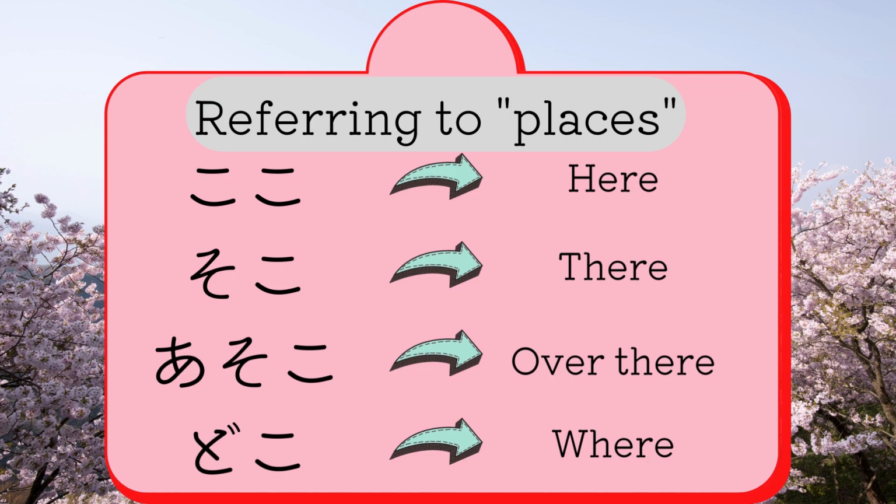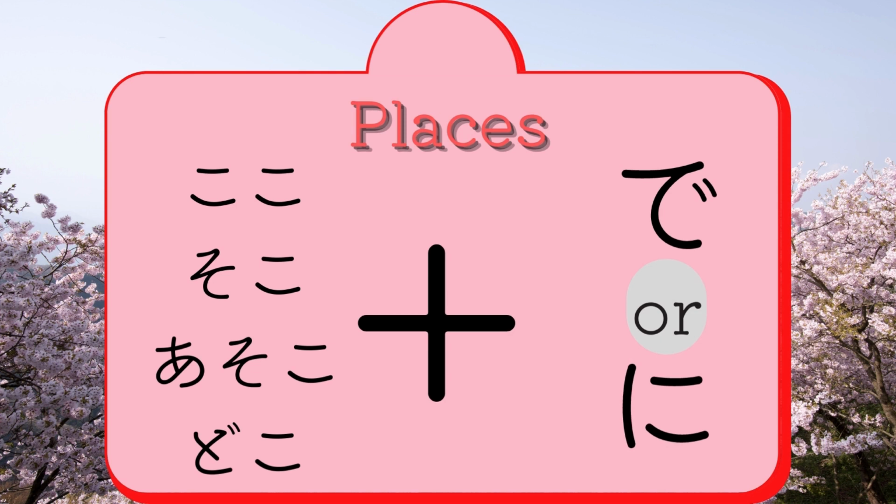ここ、そこ、あそこ、どこ。 Now, let's discuss the impersonal pronouns that refer to places. This one is equivalent to here, there, over there, and where. Because this refers to a place, it's often paired with the de or ni particles. Let's take a look at the example.